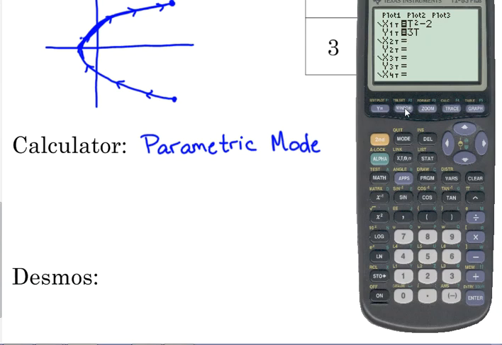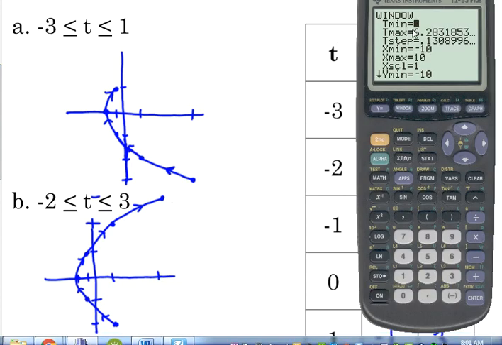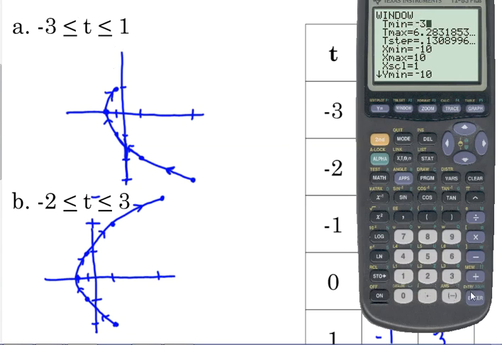We need to adjust some things. We need to go to our window. When we go to our window, things are going to look a little bit different here as well. We now have this T-min, T-max, T-step. Our T-minimum, if we're graphing the first one, is -3. Our T-max is +1. Our T-step, let's play with that a little bit. Let's start with, what if that's just 1?